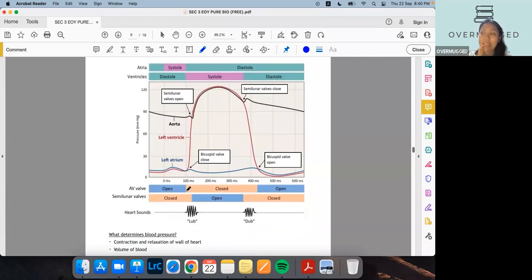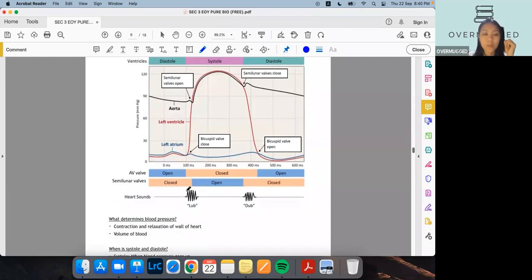The second thing that determines the blood pressure is the volume of blood. If there's a higher volume in the atrium, ventricle, or aorta, the blood pressure will also go up, right? Because if there's no blood, then the blood pressure is low. If there's more blood, then the blood pressure is high. So these are the two things that determine blood pressure. Not that they will test this, but it's just a bit more context, in case you ever wonder what determines whether it goes up or down.